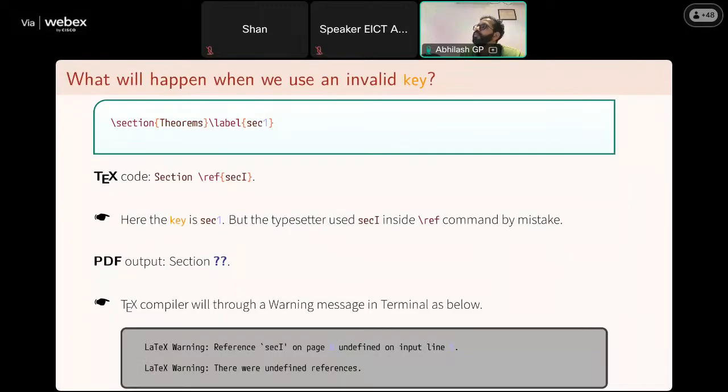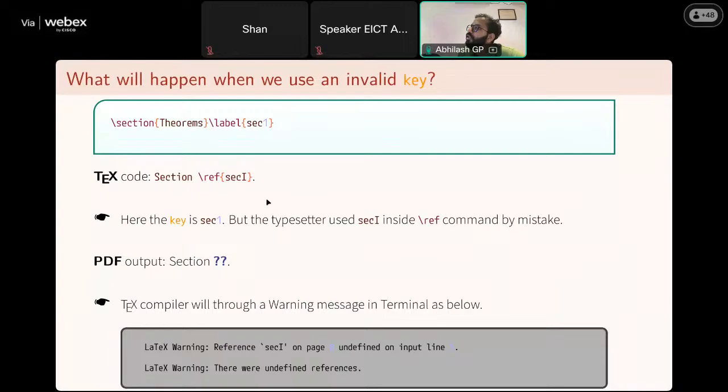Okay. So the next item is: if a typesetter mistakenly adds the wrong key, what will be the output? That is the example. For example, you can see slash section theorems, then label sec1. That is argument number 1. But the typesetter mistakenly adds Roman numeral I instead of the number 1. What will be the output?